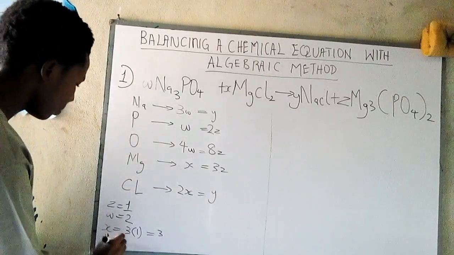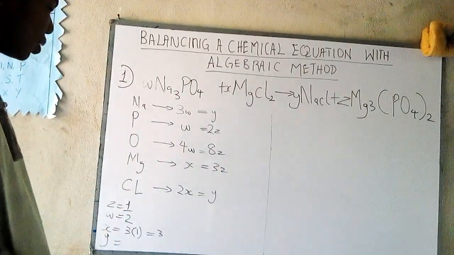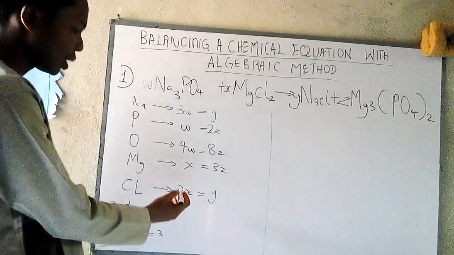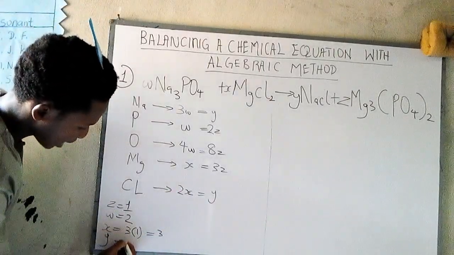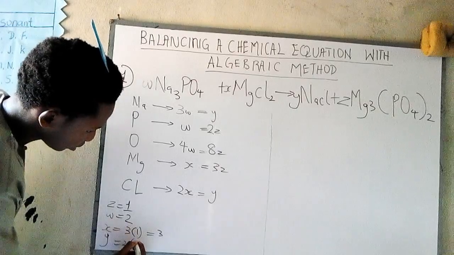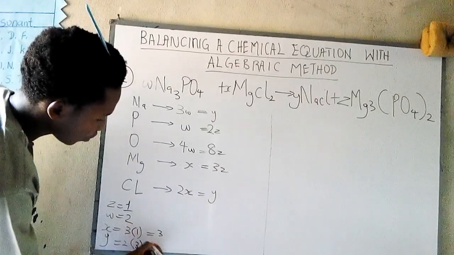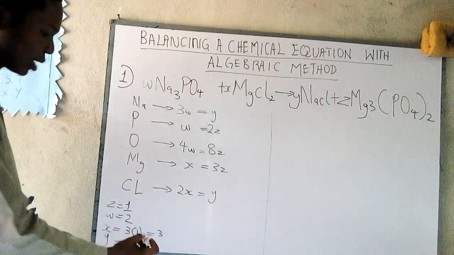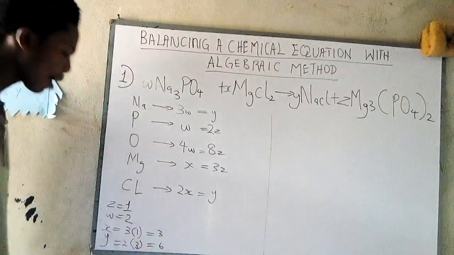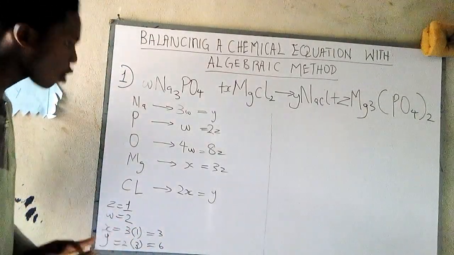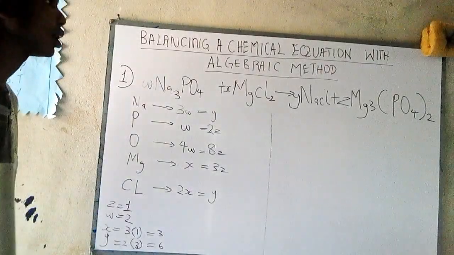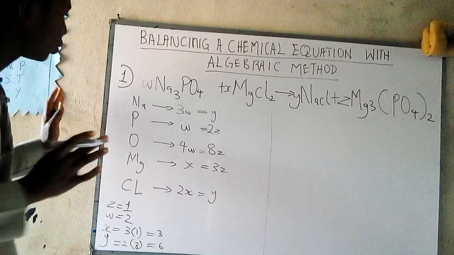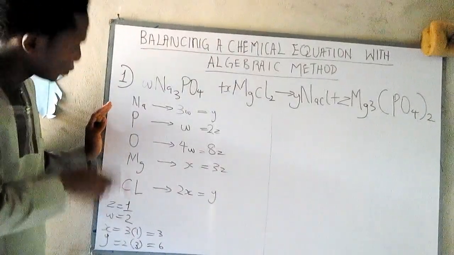So finally Y. How do we get Y? 2X equals Y, and we know X is already 3. So that is 2 times 3. What will it give us? It will give us 2 times 3, 6. Now from here we've gotten all the values for the coefficients. So now let's impute them. You can see them. So we say W is 2.